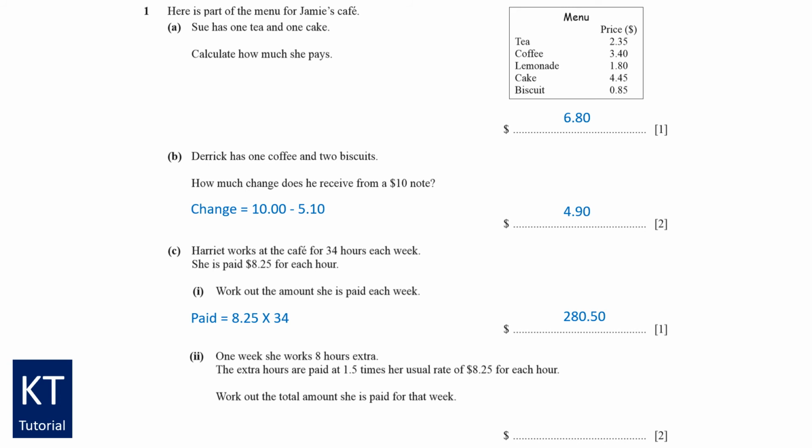Question 1c2. One week she works 8 hours extra. The extra hours are paid at 1.5 times her usual rate of $8.25 for each hour. Work out the total amount she is paid for that week. By adding the extra to the amount she makes on the regular week, the total is $379.50.